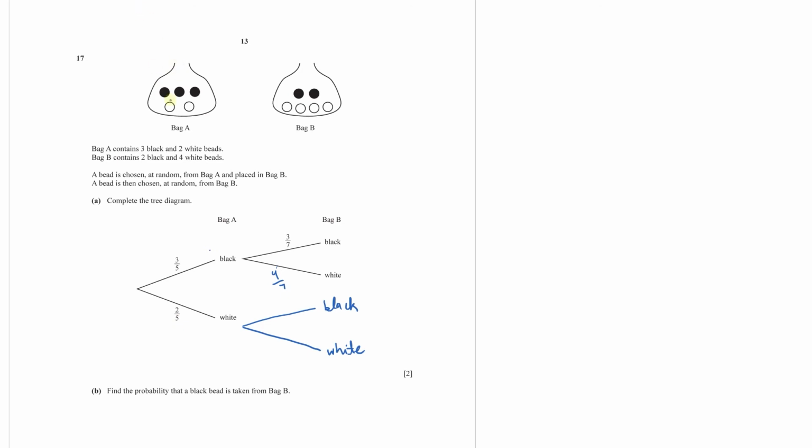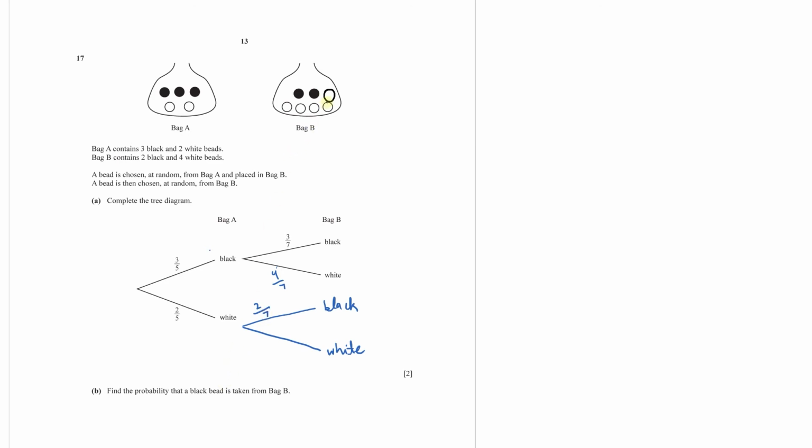Now, if you have chosen a white one from bag A and you have put it in this bag here, what is the probability of getting a black one? You have this extra white one that you chose from bag A. So now you have 2 blacks. 2 over how many total? 1, 2, 3, 4, 5, 6, 7. So the probability of choosing a black now is 2 by 7.